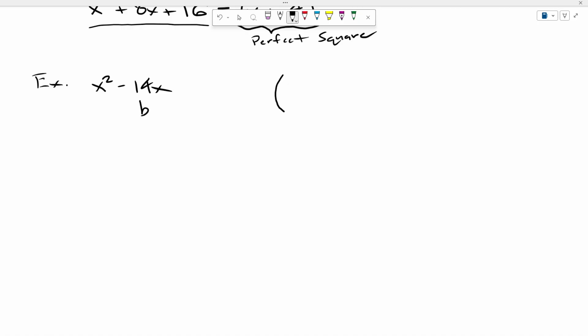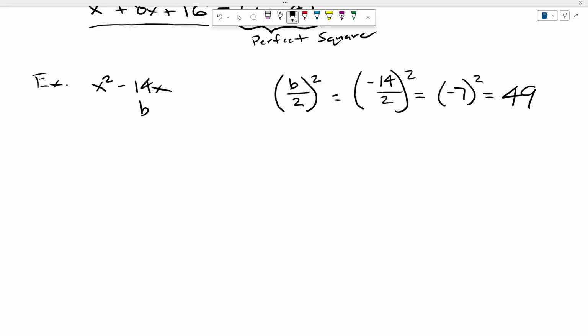So completing the square, we take b over 2, we square it, so we have b is negative 14 divided by 2. So negative 14 divided by 2, that's negative 7. And when we square that, negative 7 times negative 7 comes out to a positive 49. So that is what gets added on then. That is our constant that gets added. x squared minus 14x plus 49.